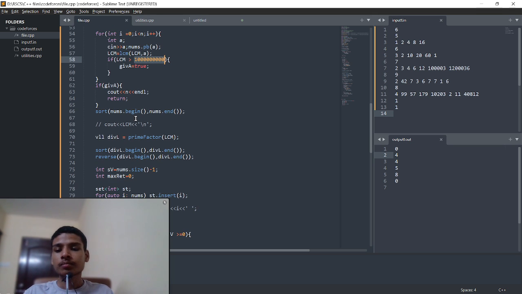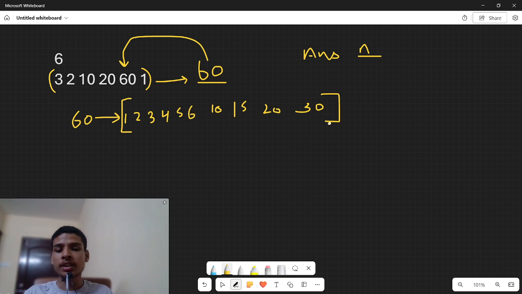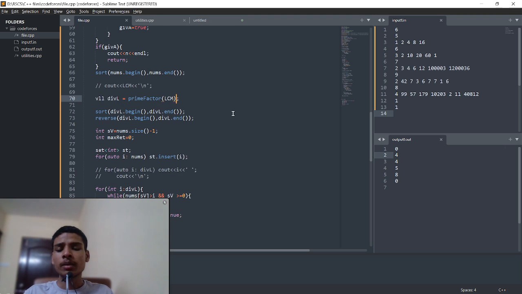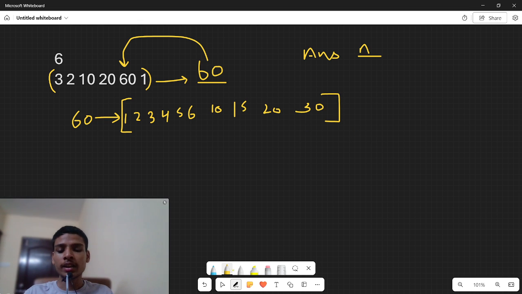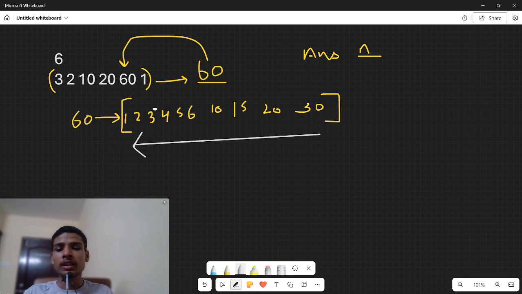Now what you will do is find all the prime divisors of your LCM, which I have listed here. Now sort them in reverse order, which means you will start iterating in this array from right to left. Great. Now you will try to find whether your current number exists in your array or not.